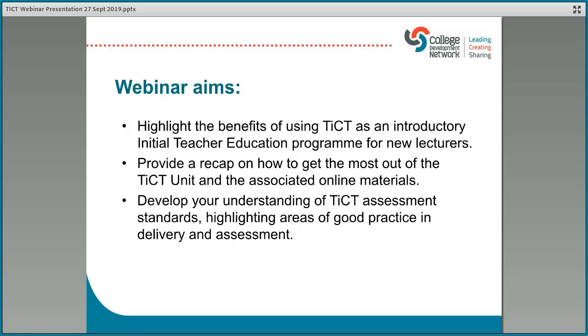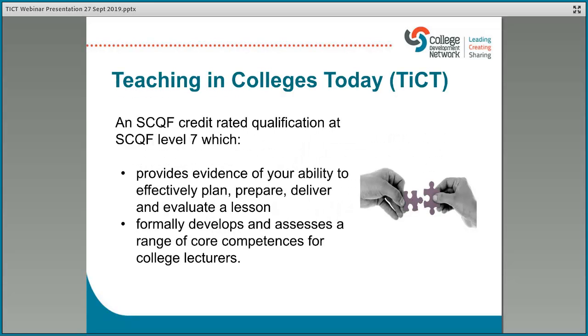For those of you who are currently delivering the TiCT unit in your college, today I will also be providing you with a recap of some of the key points and findings that came out of last year's external verification activities.